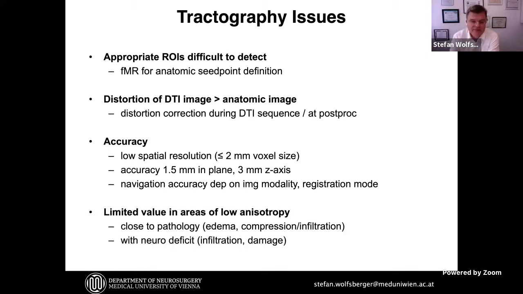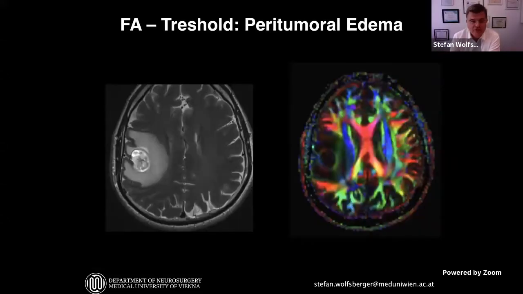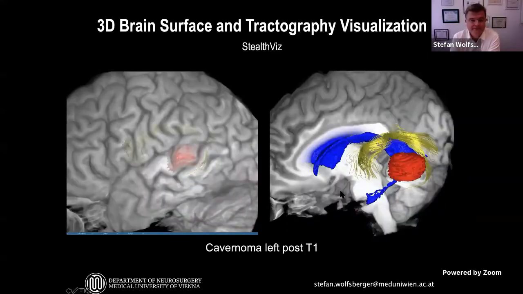And what is important: in areas where we have low anisotropy, where the membranes have been destroyed, it has limited value. So here I have an example which I like. This is a metastasis, and you see there's the edema around the metastasis on T2, and the edema means that, of course, the blood-brain barrier and in fact the membranes have been disrupted, and that's why you see this area of low anisotropy. So where fiber tracking may not work as well.